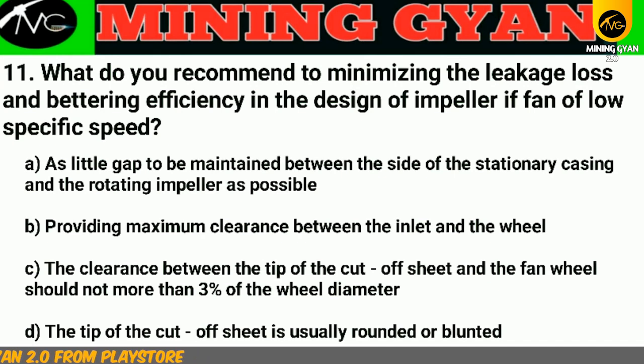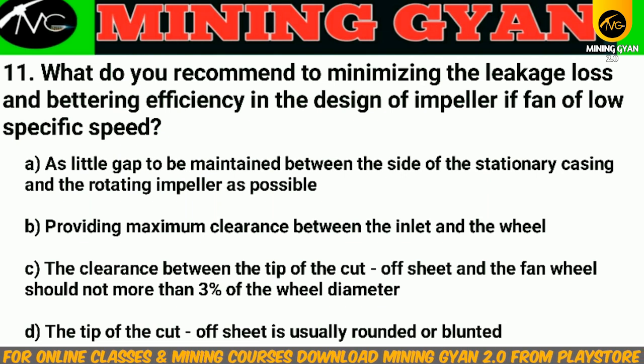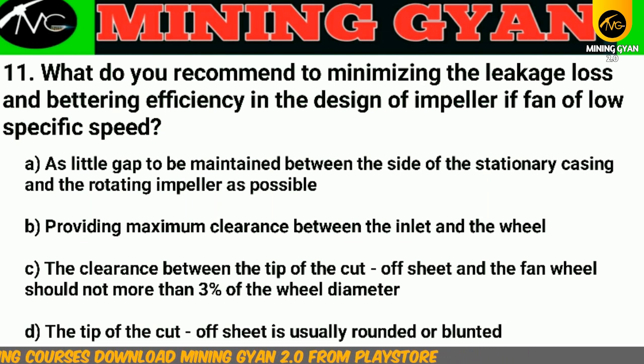Next question is, what do you recommend for minimizing the leakage loss and bettering efficiency in the design of impeller of a fan of low specific speed? A. As little gap to be maintained between the side of stationary casing and the rotating impeller as possible. B. Providing maximum clearance between the inlet and the wheel. C. The clearance between the tip of the cut-off seat and fan wheel should not be more than 3% of the wheel diameter. D. The tip of the cut-off seat is usually rounded or blunted. Right answer is A. As little gap to be maintained between the side of the stationary casing and the rotating impeller as possible.